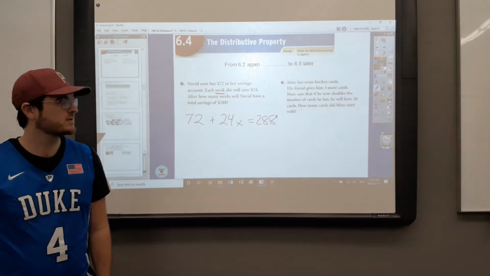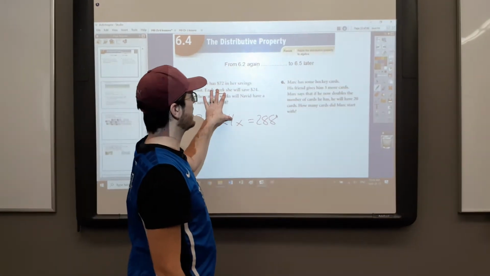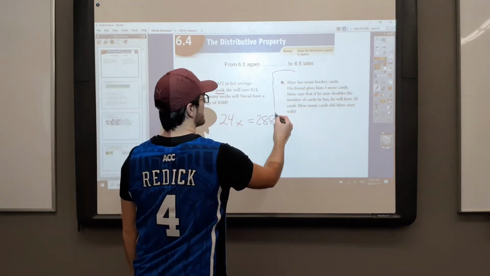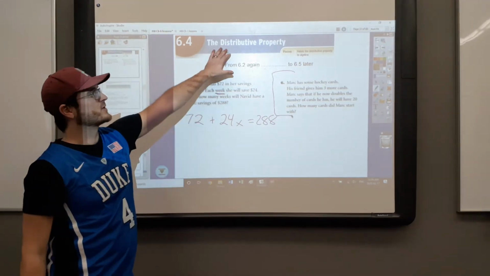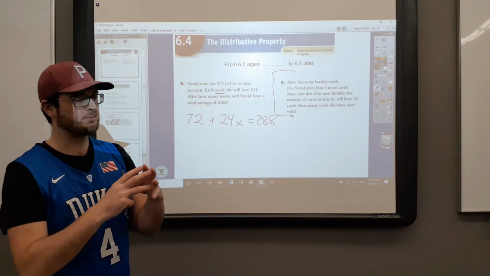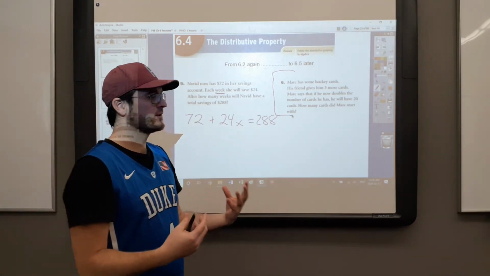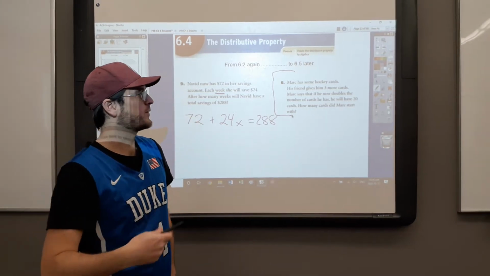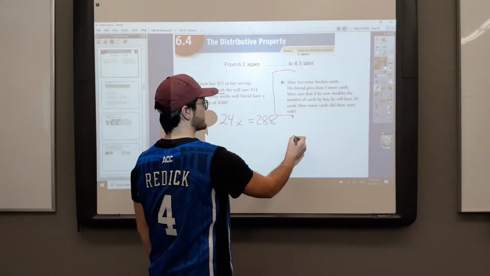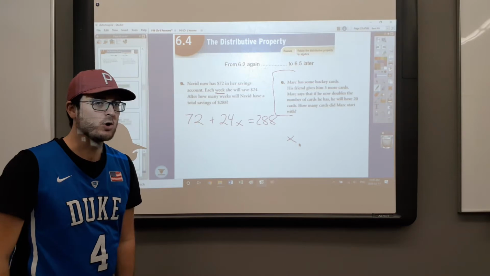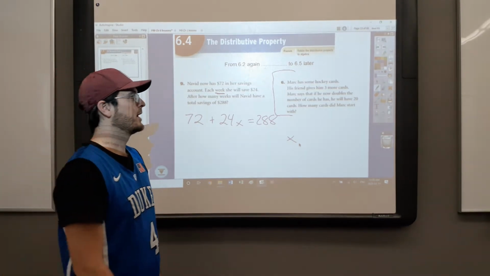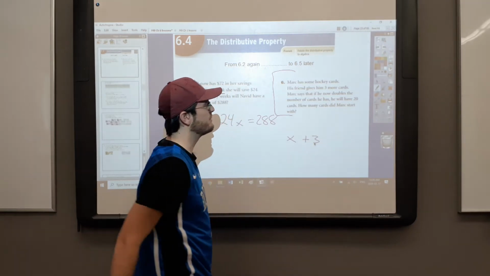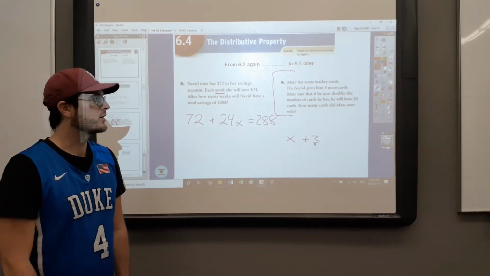Okay, so that's what we've done, and where we're headed in 6.5 is stuff like this. Basically we end up using something called the distributive property, where we put brackets in the situation somewhere. So Mark has some hockey cards, his friend gives him 3 more. If he has some, that's what we don't know, that's our variable, X, and his friend gives him 3 more. So typically we start putting that into math language, 3 more cards.